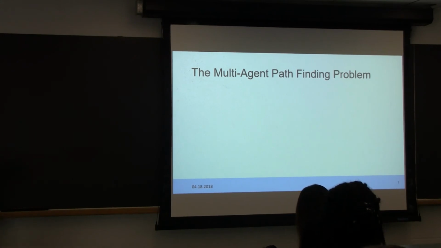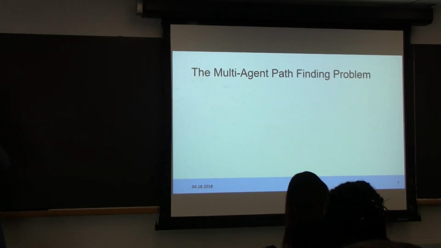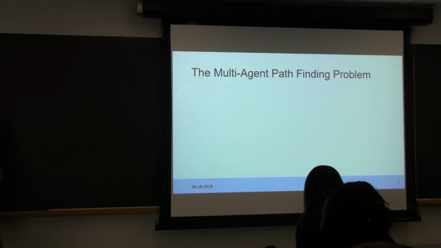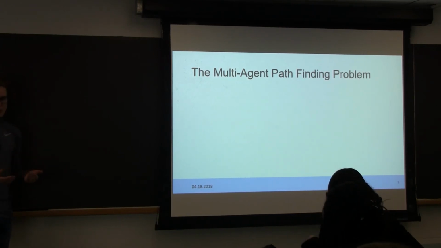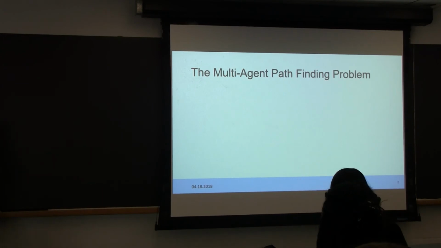Okay, so I mentioned multi-agent pathfinding as our topic, and then I went on and mentioned the multi-agent pathfinding problem. That's because multi-agent pathfinding really boils down to solving the multi-agent pathfinding problem. So the question is then, what is the multi-agent pathfinding problem? And I'm going to describe that by using a pretty straightforward example.